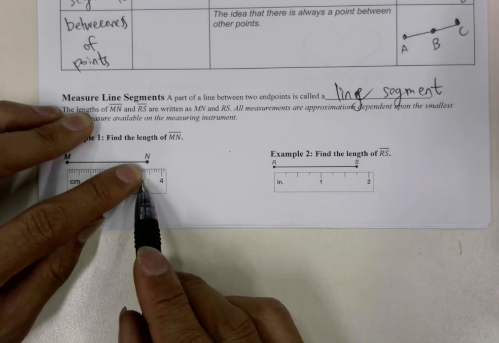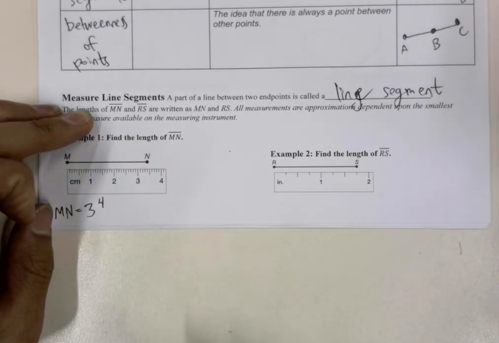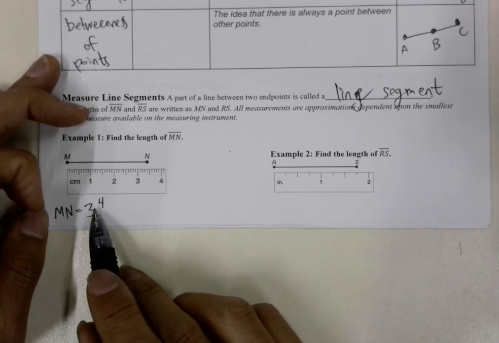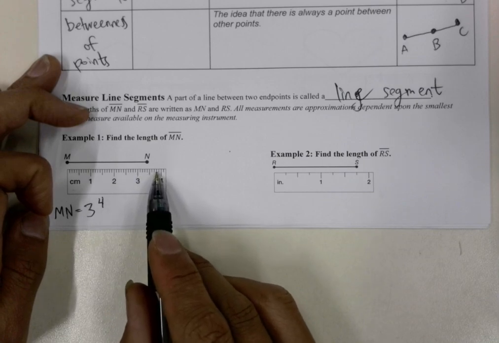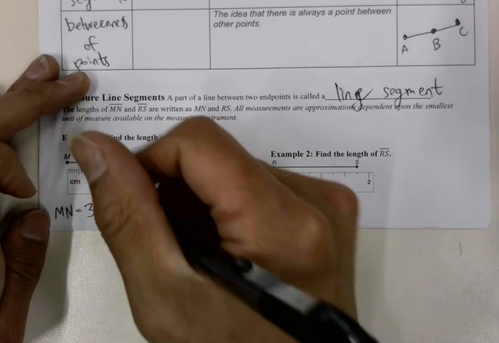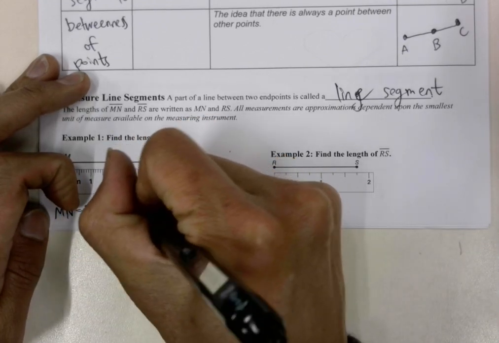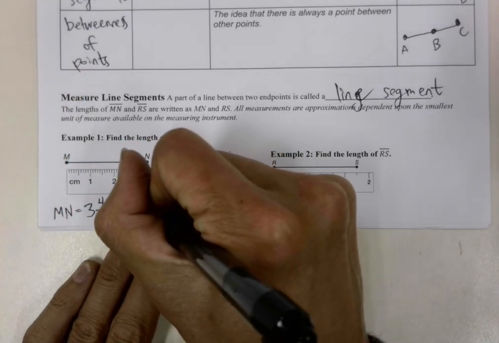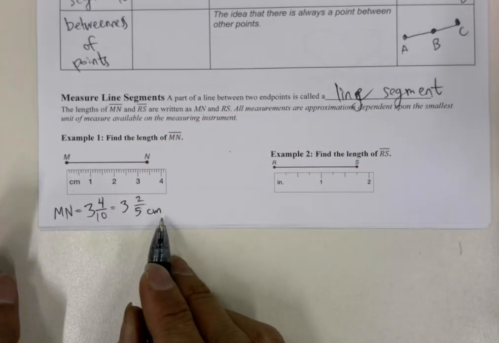So it's 1, 2, 3, 4. So I put a 4 in the numerator, and then I count all of the fractions of the centimeter and put that in the denominator. So it's 1, 2, 3, 4, 5, 6, 7, 8, 9, 10. So I'm going to put a 10 in the denominator, and you can see we can reduce that fraction by dividing by the greatest common factor of 2. So if I divide 4 by 2, I get 2, and I divide 10 by 2, I get 5. So my answer here is 3 2/5 centimeters. Right, so the length of MN is equal to 3 2/5 centimeters.